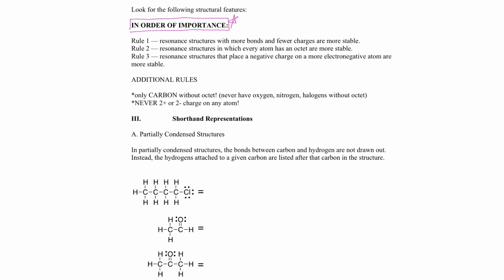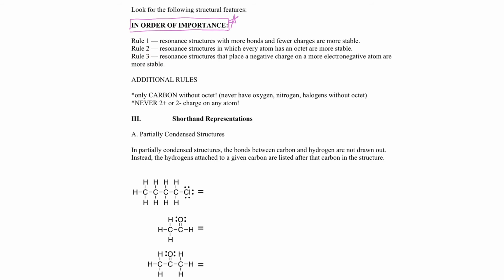So looking at rule number one, if we have a resonance structure that has more covalent bonds and fewer charges, that will be considered to be more stable. Rule number two, remember, is slightly less important than rule one. Rule number two says that if you can have an octet in every atom, we will think of that as being more stable.